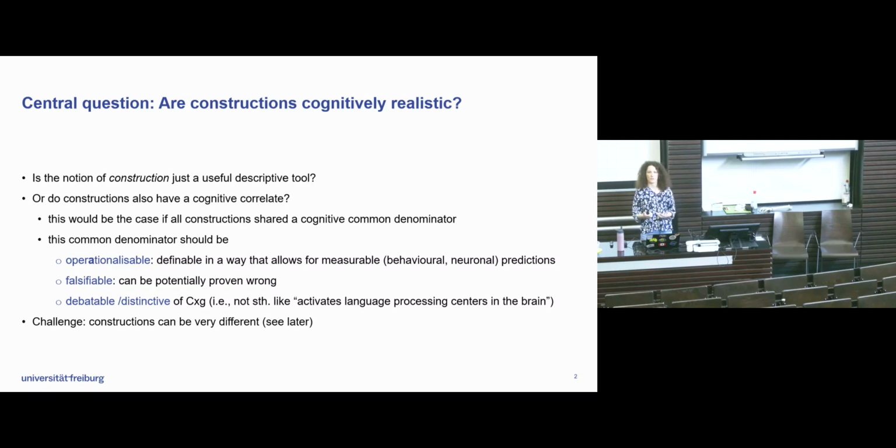So I see a lot of research out there where people come up with claims that are compatible with construction grammar, for example, but they are also compatible with other theories. So this doesn't prove that constructions exist, right? So it should be relatively distinctive and also debatable. The challenge in this enterprise is that constructions can be very different, right? So it's very difficult to find a common denominator from a cognitive point of view.